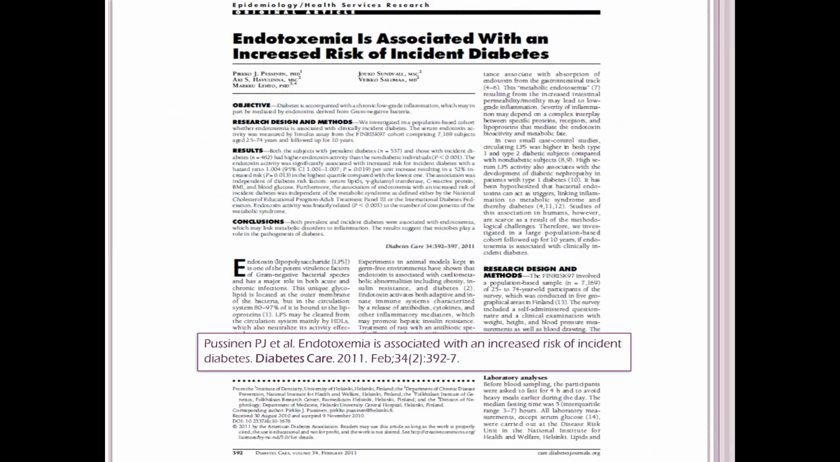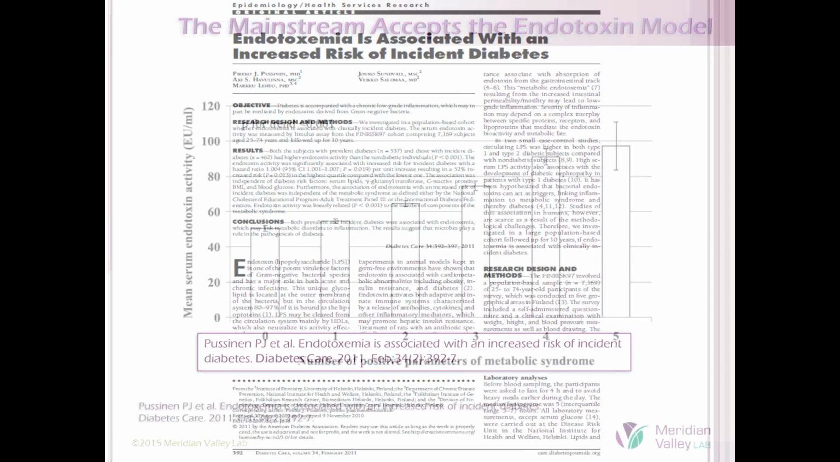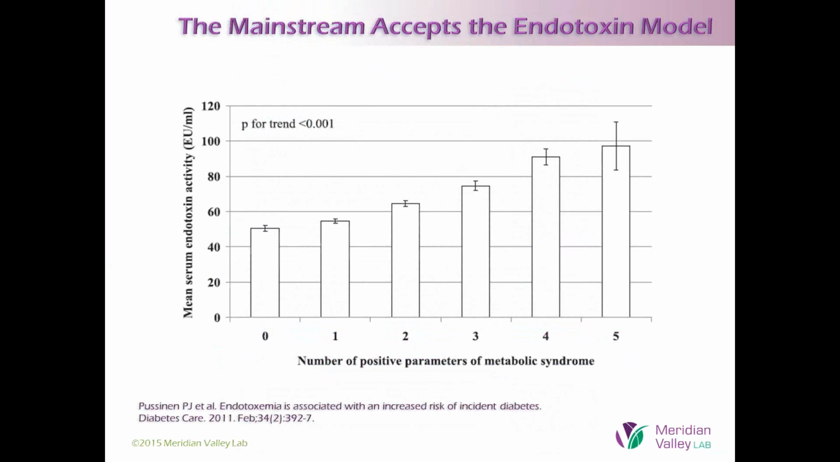So again, another paper by Diabetes Care. This is a journal of the American Diabetes Association. Endotoxemia is associated with increased risk of incident diabetes. So remember at the beginning of this presentation I mentioned the 5 parameters of metabolic syndrome. Turns out that there's a linear relationship between LPS activity or endotoxemia and the number of positive parameters of metabolic syndrome. This is another reason to pay attention to gut health, as if we needed another reason in the first place.